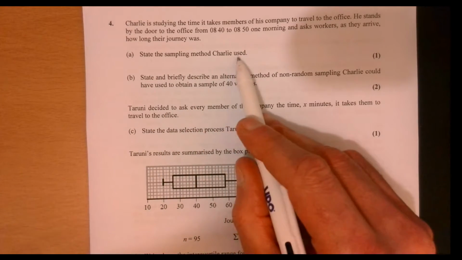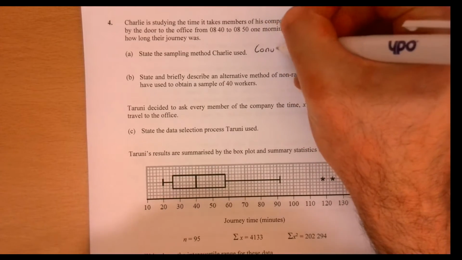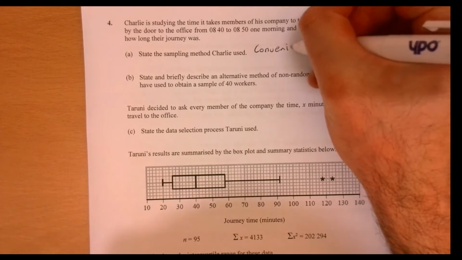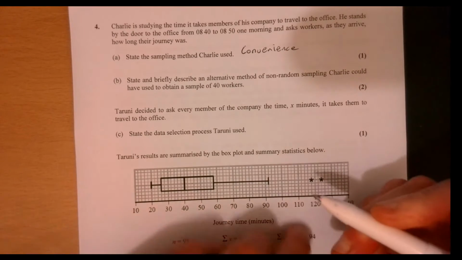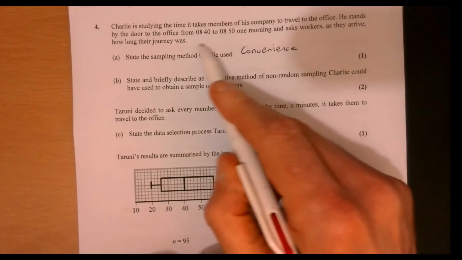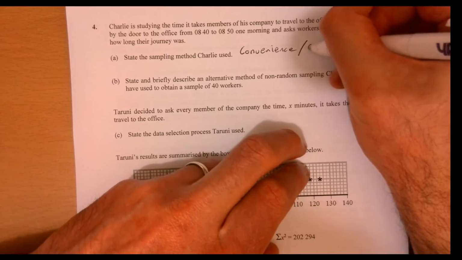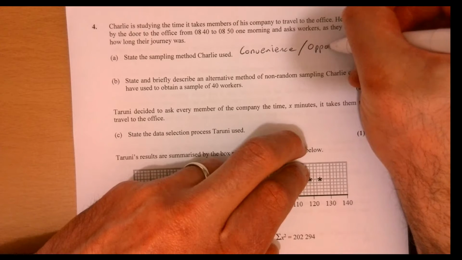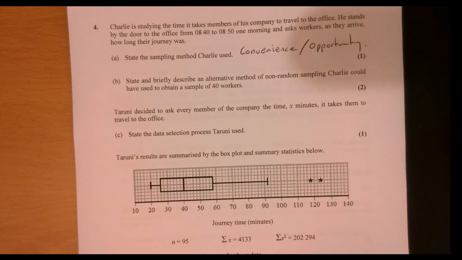State the sampling method Charlie's used. Well, it's a convenience sample. And why is it a convenience sample? Well, because it's convenient, isn't it? He just goes and stands there as everybody's coming into work. You might refer to it as an opportunity sample. Either of those two words is absolutely fine.